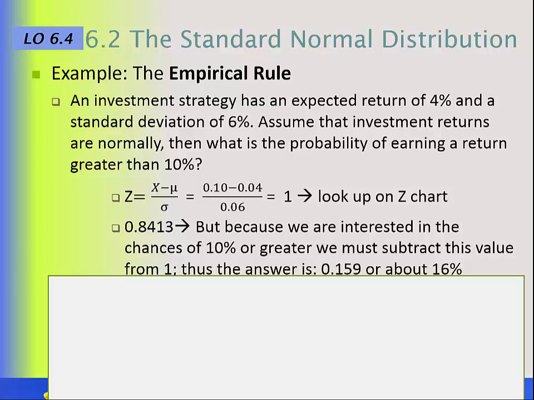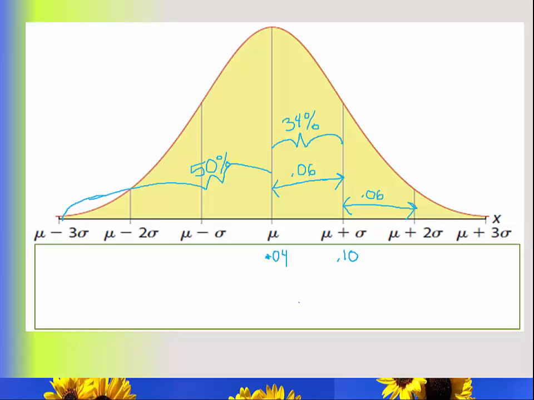Now I'm going to show you this using a normal distribution as well, just so you can see it. So here I've annotated the numbers relevant to this problem. We've got the mean there at 4%. I've got +1 standard deviation here at 10%. And then I've drawn on here that the space here, represented by 34% of the normal distribution, is actually 0.06, because that's what the standard deviation is. So the question in this problem is the chances of somebody obtaining a return of 10% or greater. So what they're asking us to tell them is the chances of getting here or greater. So all of this shaded area.